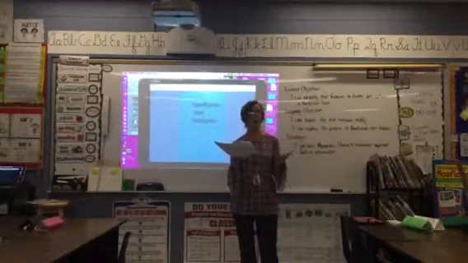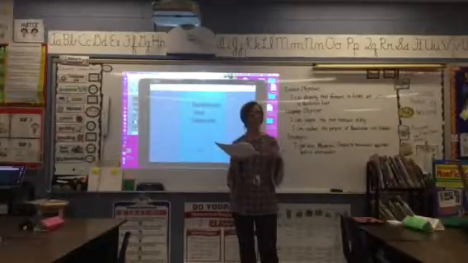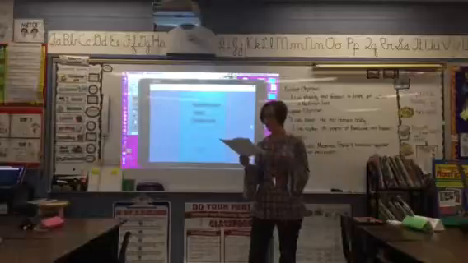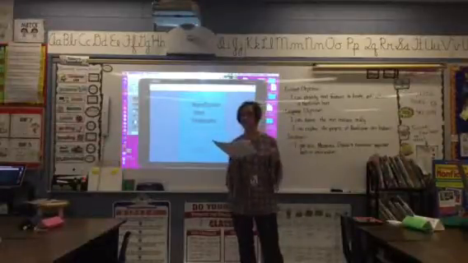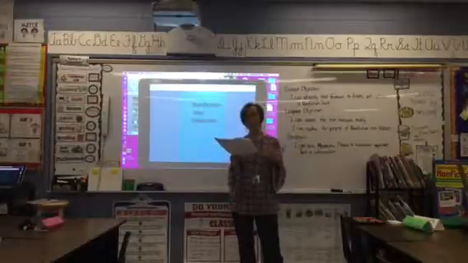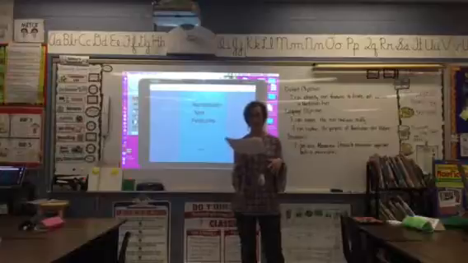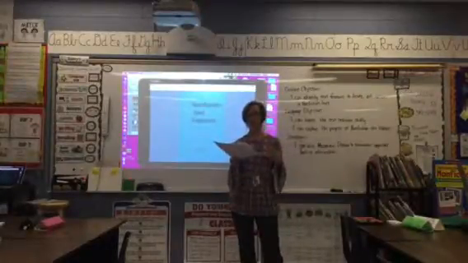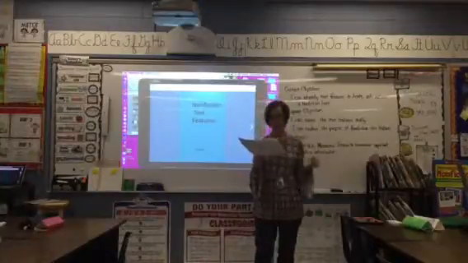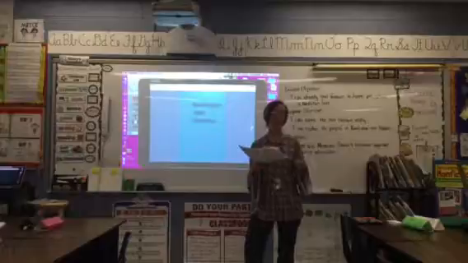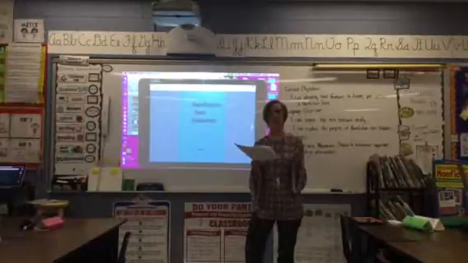I also reminded them that they get to look through that book once or twice, and then from there, they were going to start taking a picture of that nonfiction text feature that they spotted. Once they had their picture, then they were going to start making their own nonfiction picture dictionary using the book creator.